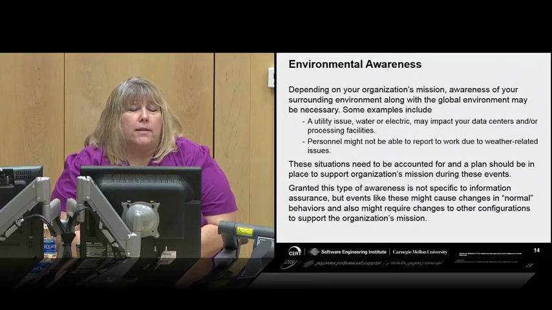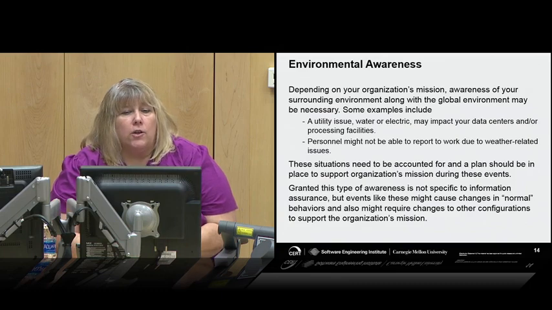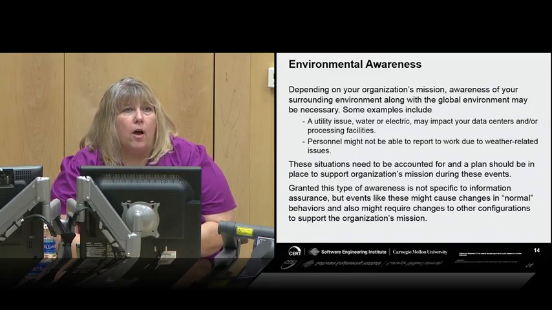Another element, the non-technical element, is even awareness of your actual environment. Thinking about not just the global environment, but things that are happening locally. Are there floods? Are there tornadoes? Will that impact the operation of your organization? And in turn, will that impact your incident management function?